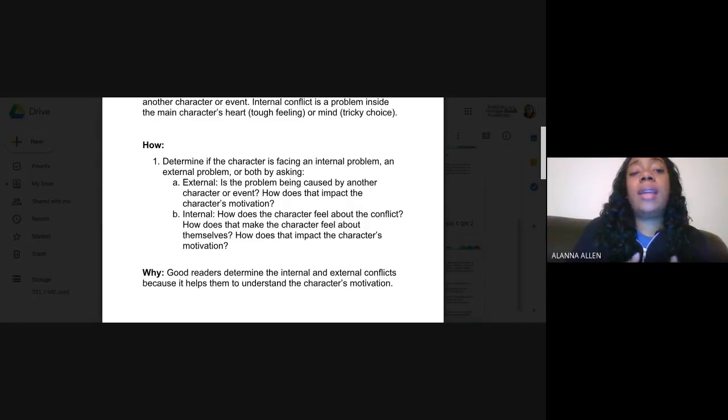So, why? Good readers determine the internal and external conflicts because it helps them to understand the character's motivation. So, basically, what motivates this character to make the choices that they make throughout the story?